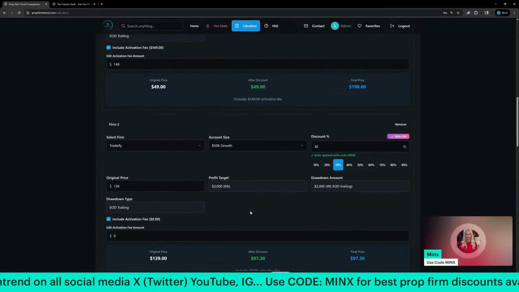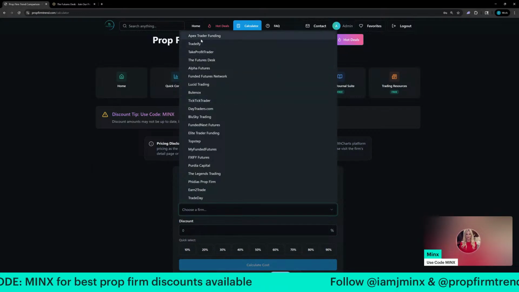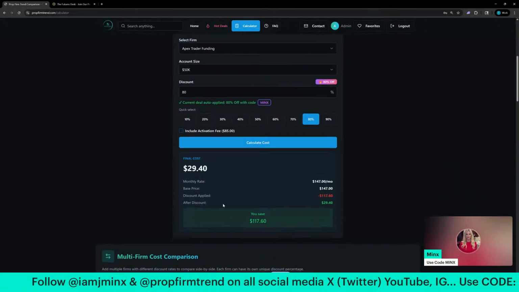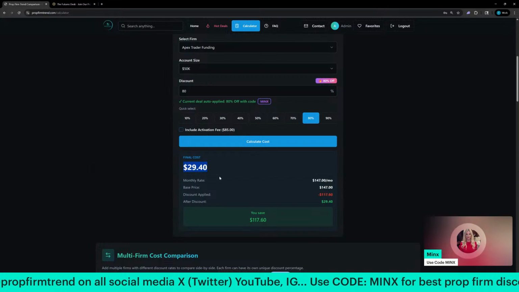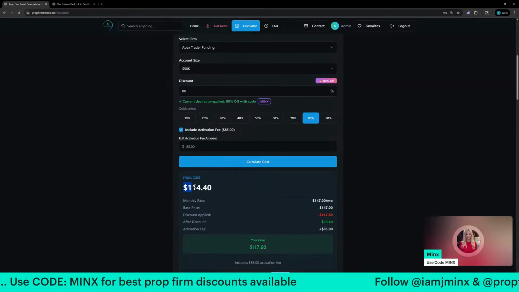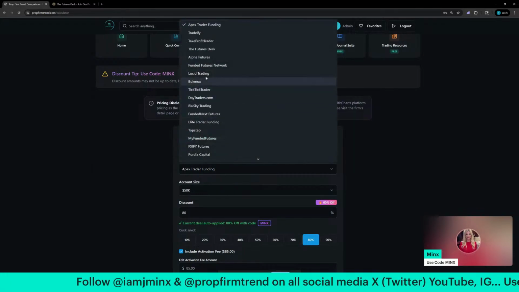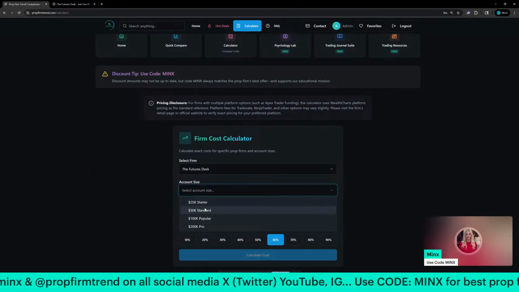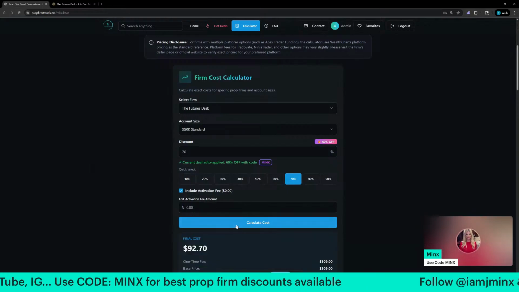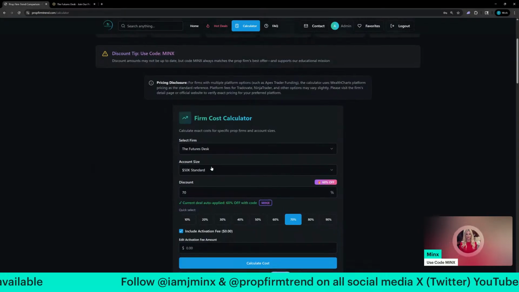So you can compare the same accounts from the same firms, like if you want to see if it's better to do a 100K account versus, let's see, Apex Trader, 50K, they have 80% off. So right now, the valuation for an Apex 50K account is $29. Once you pass, total cost is $114. The Futures Desk, 50K, 70% off. So it's $92. And this is the static account.